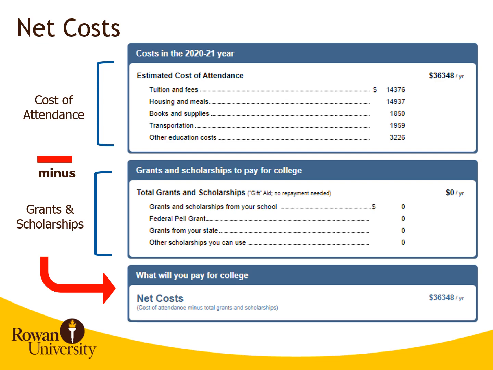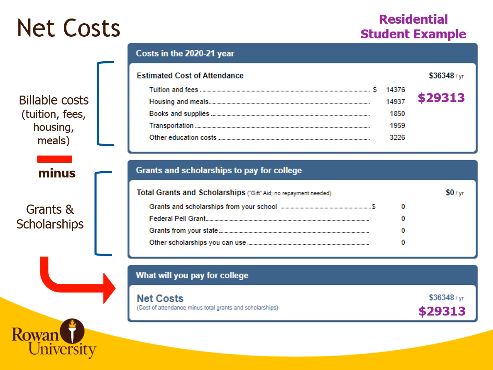So we're going to go into a couple of examples, but just for simplicity's sake, the net cost is just the total of your estimated cost of attendance. It will subtract out any grant or scholarship money you may have received, and then it will come up with what you're expected to pay for school.